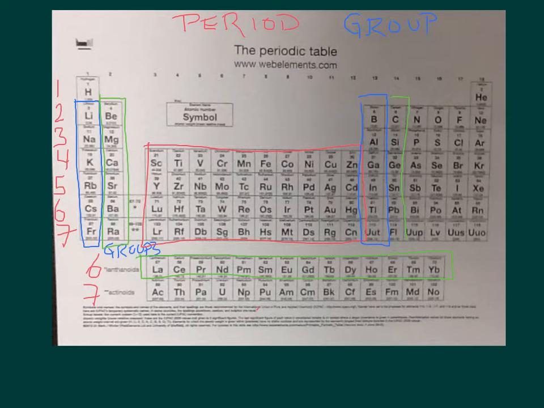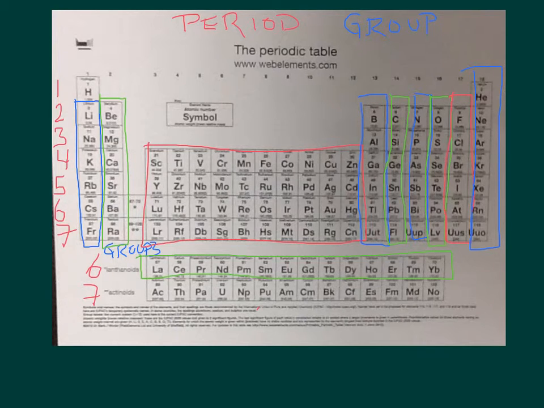Carbon, silicon, germanium, tin, lead, and flerovium. The next one being the nitrogen family: nitrogen, phosphorus, arsenic, antimony, bismuth. The next one is the oxygen family. And then finally we get to here, which is the halogens. And then in the last row, the noble gases. Now, those are all the introductions to the names.